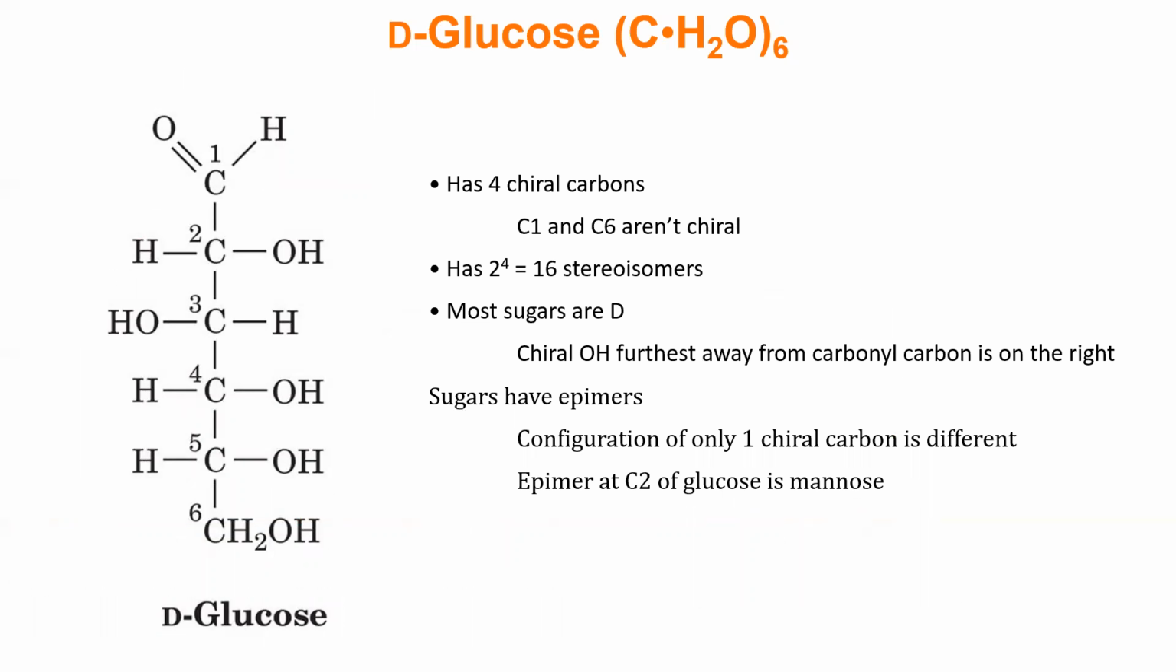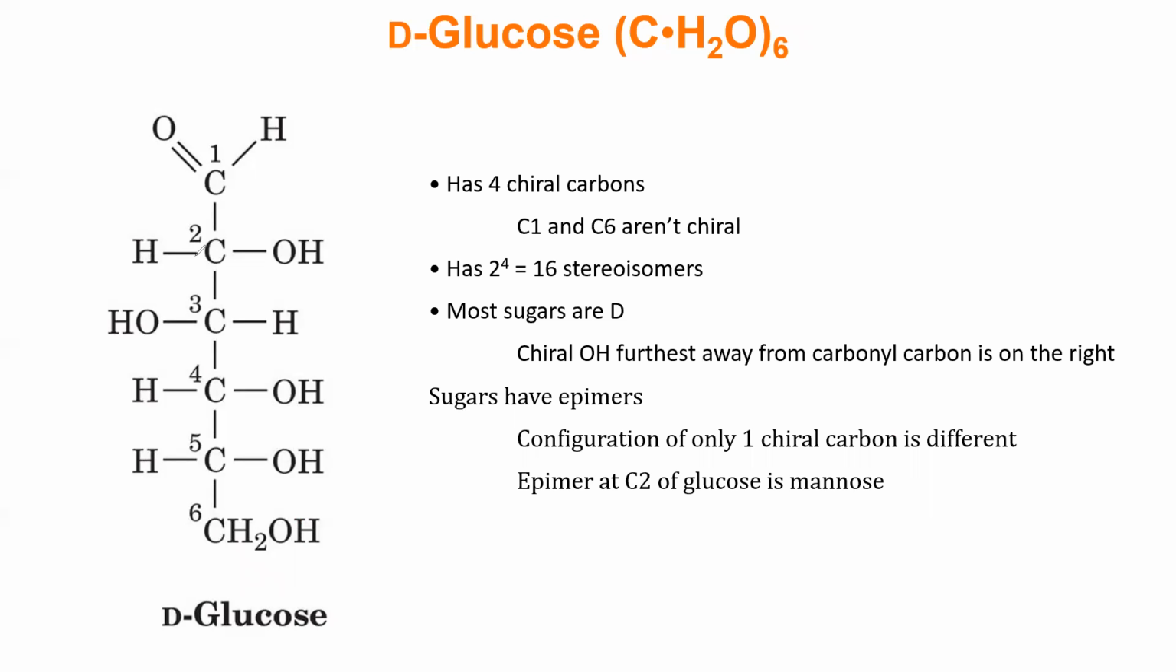And the most important sugar inside the body, inside the cells, is glucose. Glucose is the main energy source of the cell. That's how we make ATP, through the breakdown of glucose. So let's look at glucose's structure.